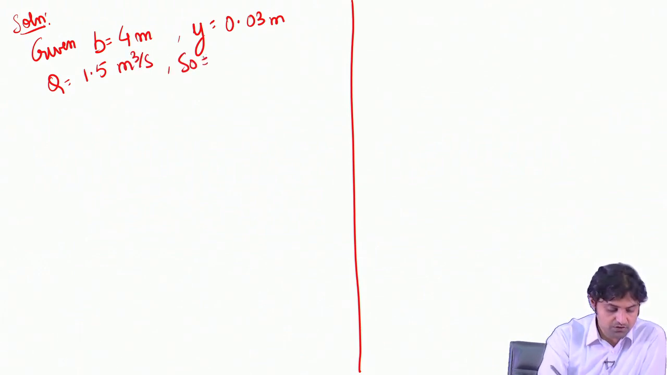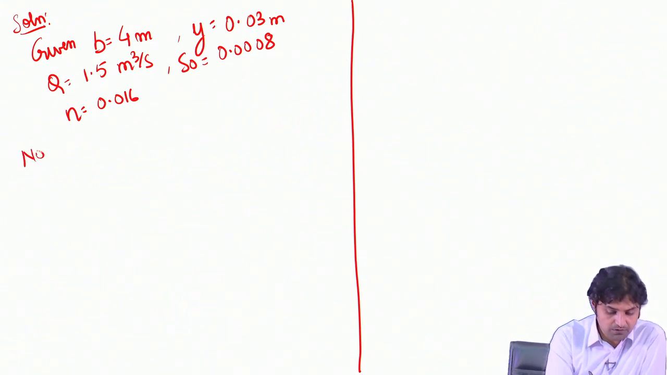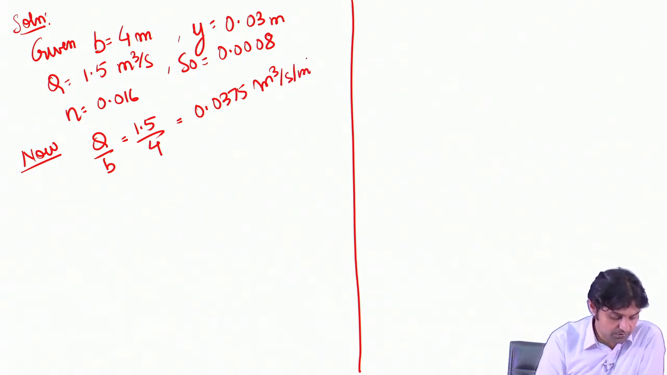S naught is also given, 0.0008, and Manning's roughness is also given, 0.016. All right. So now capital Q by B is 1.5 divided by 4, which is 0.0375 meter cube per second per meter. So, this is small q, all right.